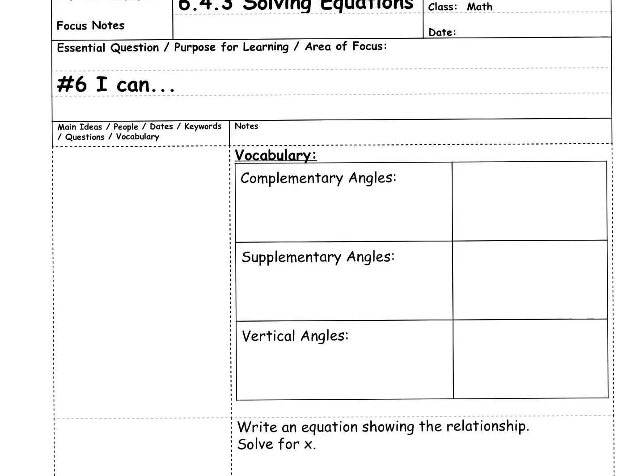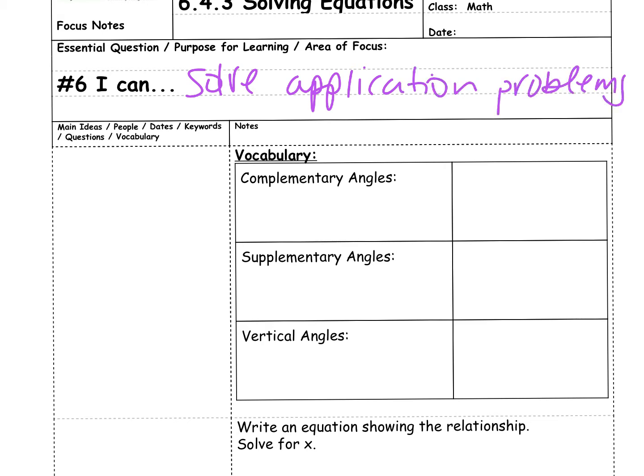Today's lesson is I can solve application problems when it comes to writing equations. And because we're working with some geometry concepts today, we first need to go over some angle rules.